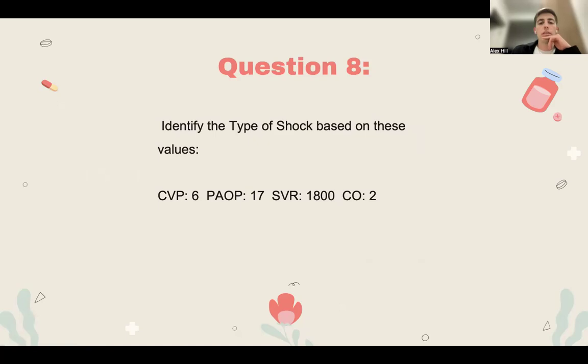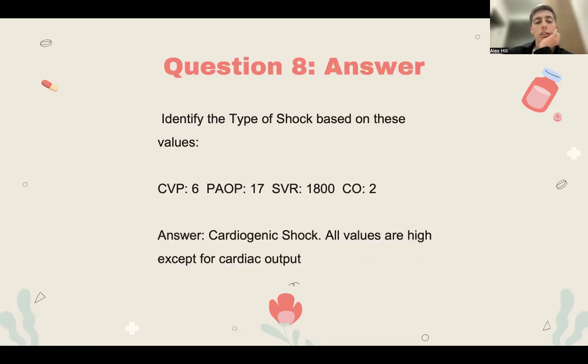Identify the type of shock based on these values. Okay, so you have a CVP of 6, which is a little bit high, right? Because CVP normal is 2 to 5. And then wedge pressure is 17, so also high. SVR is high, cardiac output is low. Okay, so what are we thinking here? I think it's cardiogenic. Okay, cardiogenic shock. All values are high except for cardiac output.